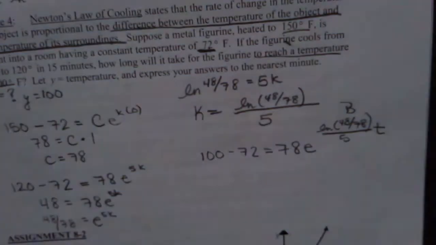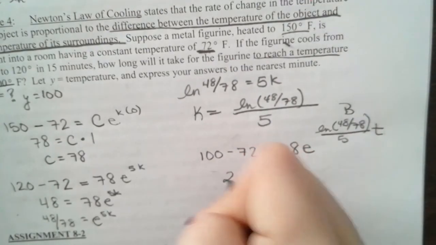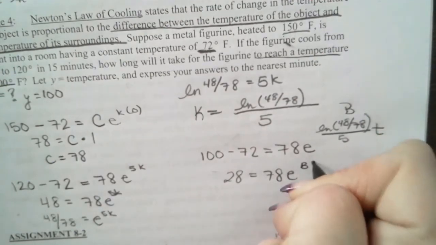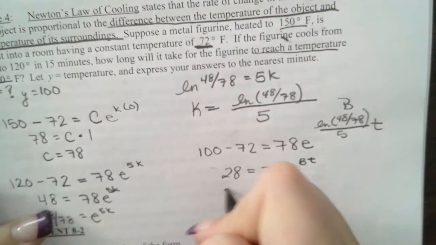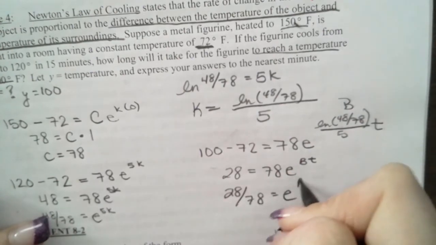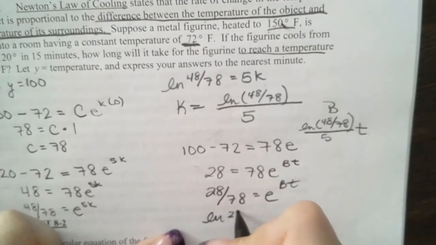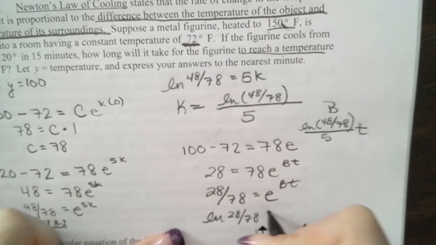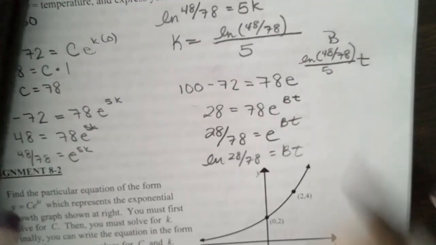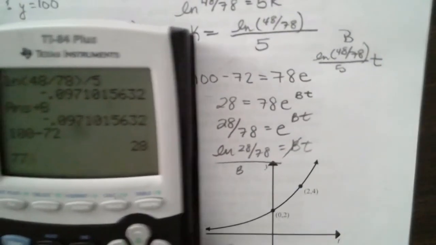So 100 minus 72 equals 28. So I get 28 equals 78 e. I'm going to say b to the t so it's easier to write. I get 28 divided by 78 equals e to the b t. ln both sides, so ln 28 over 78 equals bt. So now in my calculator, I'm going to do that division because all I have to do is divide by b. So let's check that out in the calculator right now.